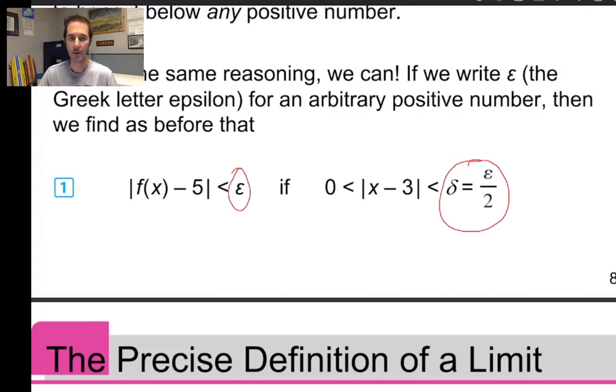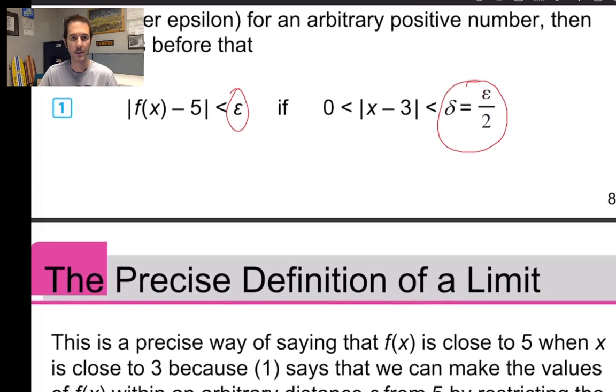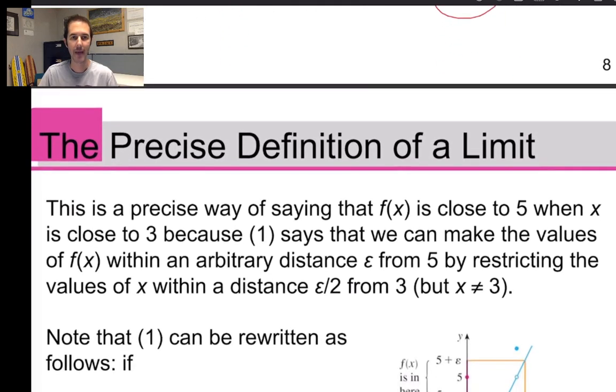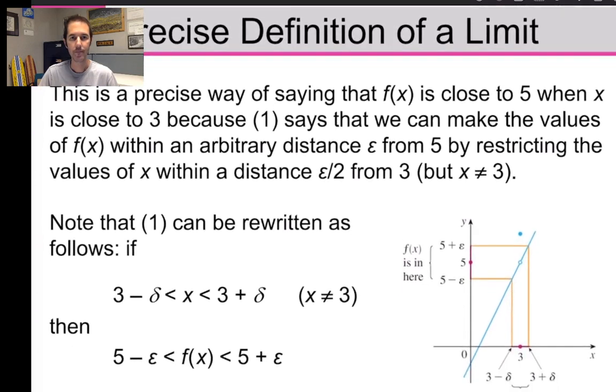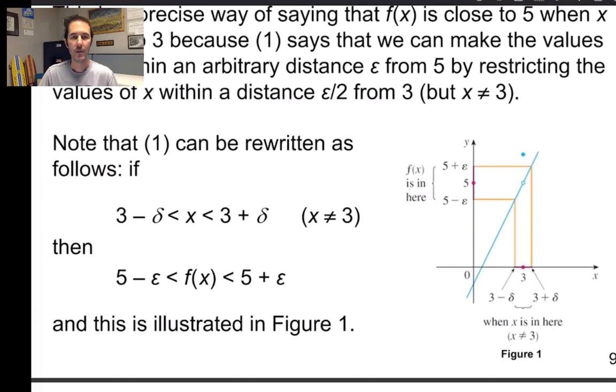Now again, everything that you're seeing on the screen here is still directly related to this first example problem, where our epsilon was 0.1 and our delta value ended up being half of that. Here we're seeing a graphical representation of this same problem that we're talking about.